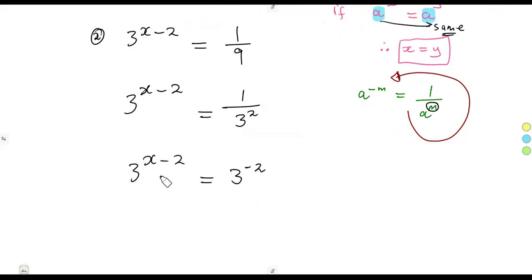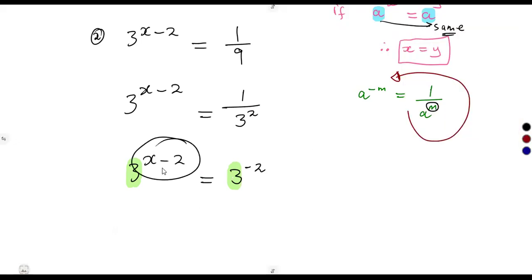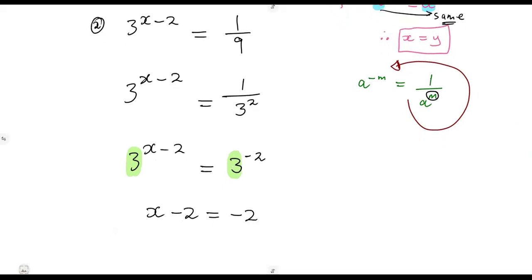So we are back now to that part where the bases are the same. As you can see here, there's a 3, here there's a 3. So what are we going to do? We equate our exponents. So we take this exponent to this one. X minus 2 is equal to this exponent, which is minus 2. So let us solve again.